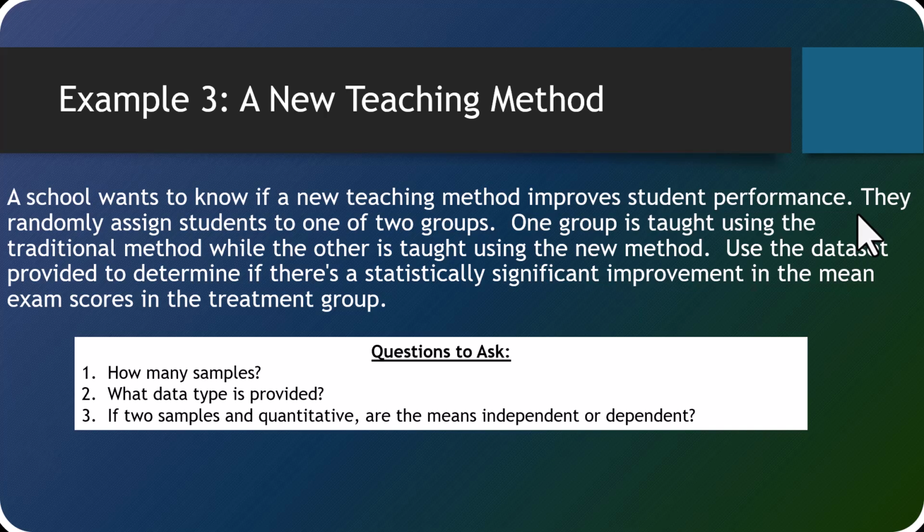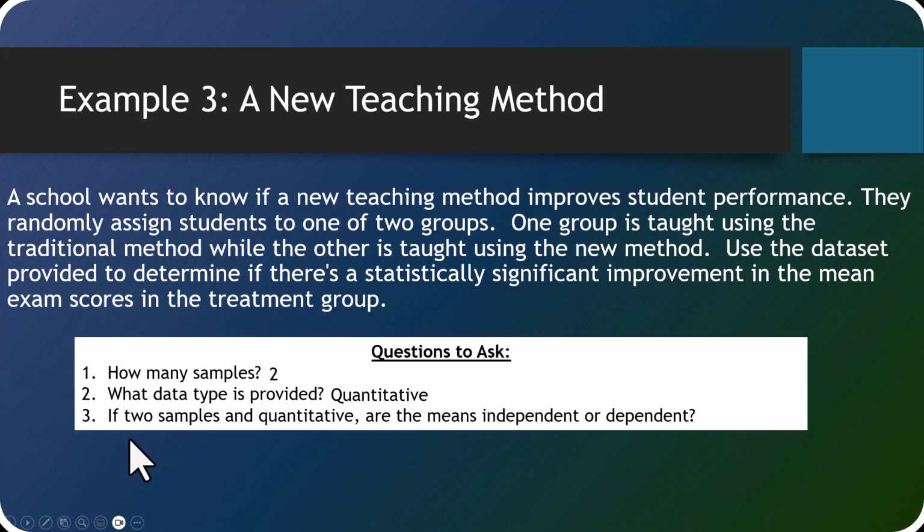So how many samples? Well, we're talking about 2 groups, aren't we? So we're going to have data on both groups. Then what kind of data are we talking about? Well, you have to read the question carefully. It asks if there is an improvement in the mean exam scores. An exam score is either a point or percent, so that's a count or a measure, and the word mean suggests that it's quantitative data. So in conclusion, we have 2 samples and quantitative data. So we do have to answer this third question.